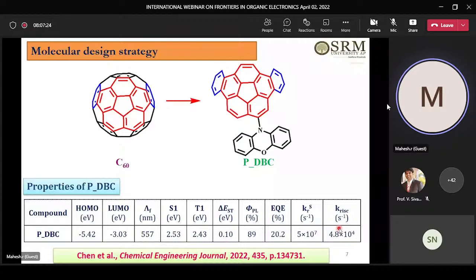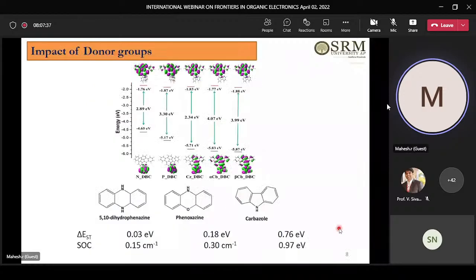So we want to explore these materials by choosing different donor and acceptor combinations, as well as to improve the reverse intersystem crossing rates. So we start with the impact of donors. We have considered 5 different donors. These donors are dihydrophenazine, phenoxazine and carbazole based donors.